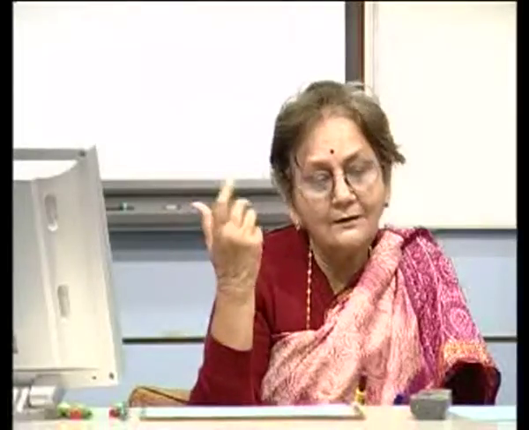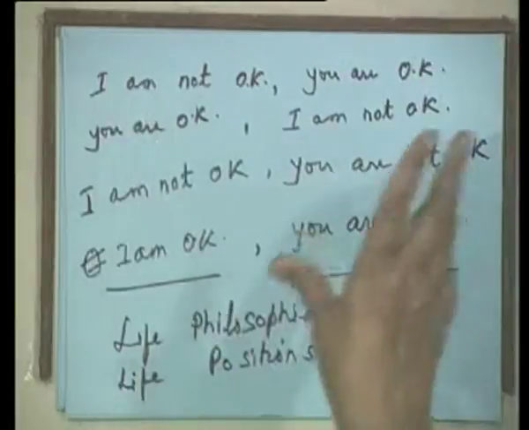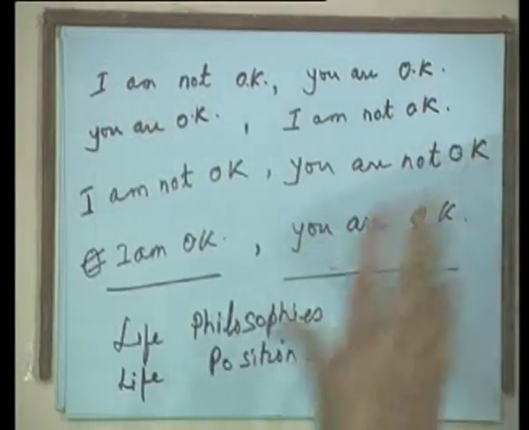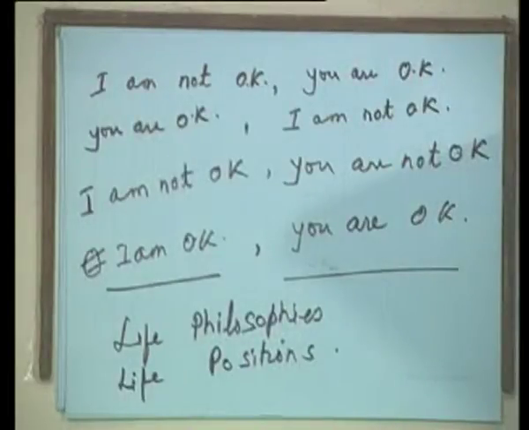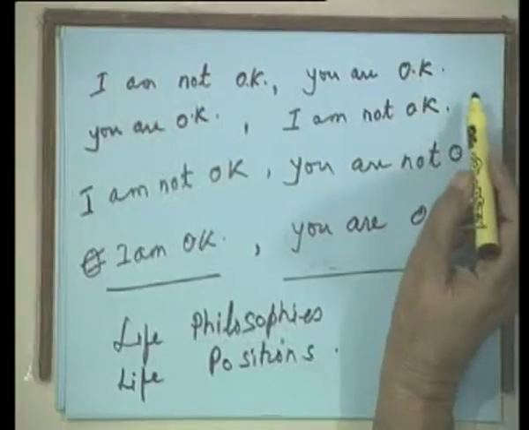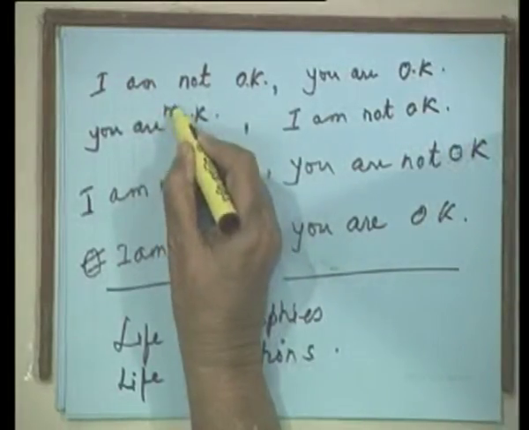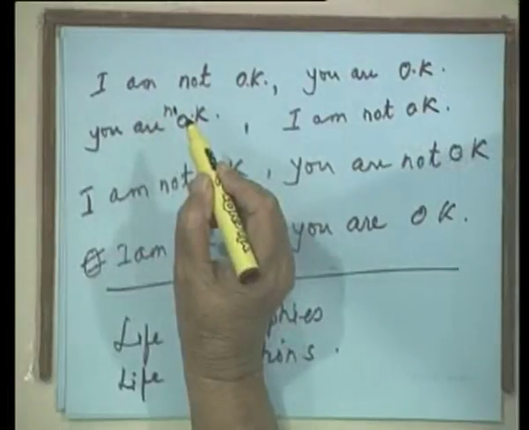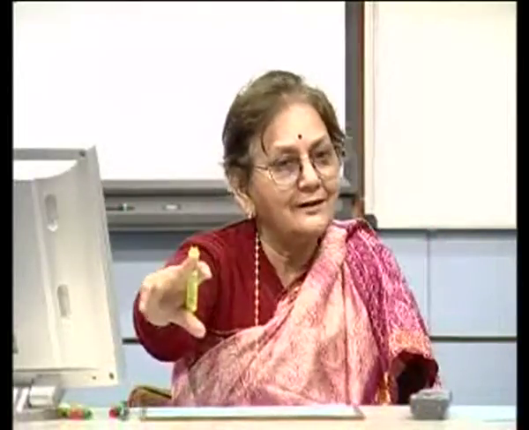The second type is, sorry, I am okay, you are not okay. So the combinations are: I am not okay, you are okay. I am okay, you are not okay. Then I am not okay, you are not okay. I am okay, you are okay.